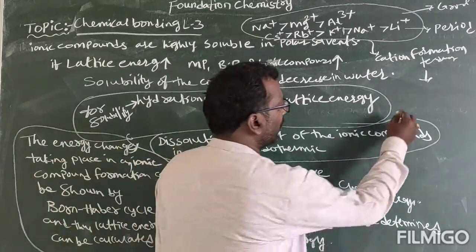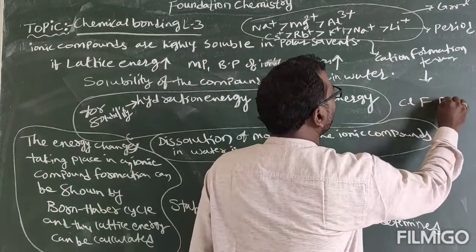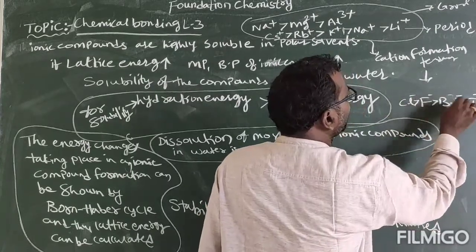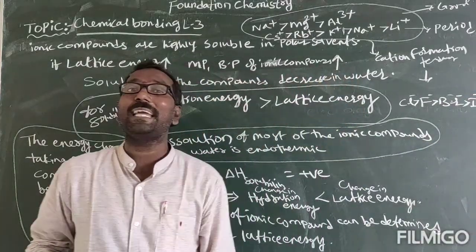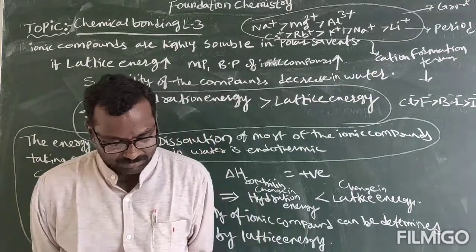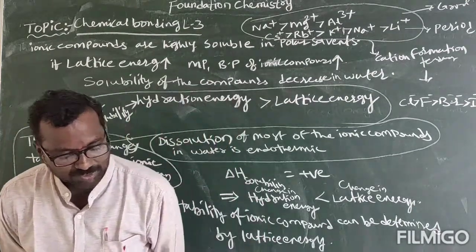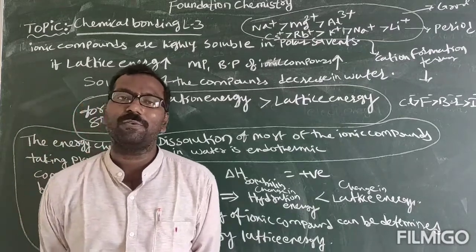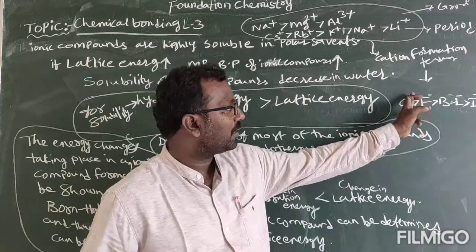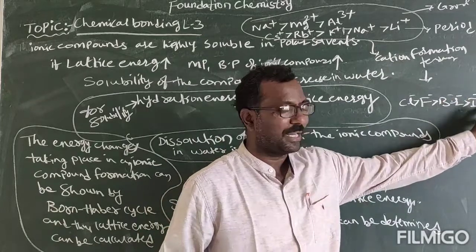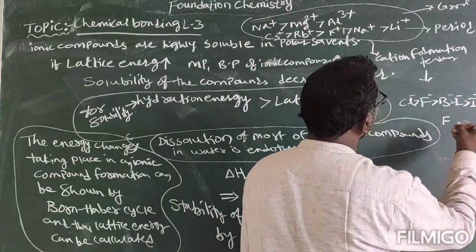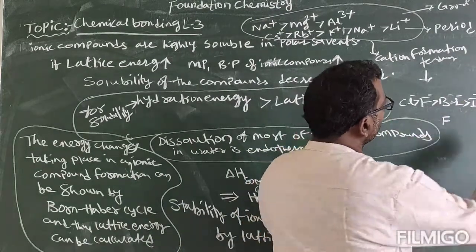Anions: chlorine, fluorine, bromine and iodine. What we said: high electron affinity will result in a greater tendency of anion formation. The higher the electron affinity, the higher the anion formation. So, Cl minus, F minus, Br minus and I minus. This is in the group.